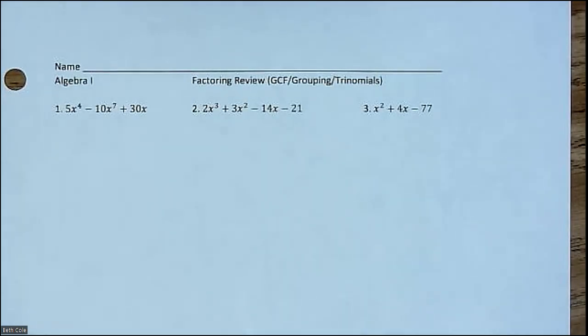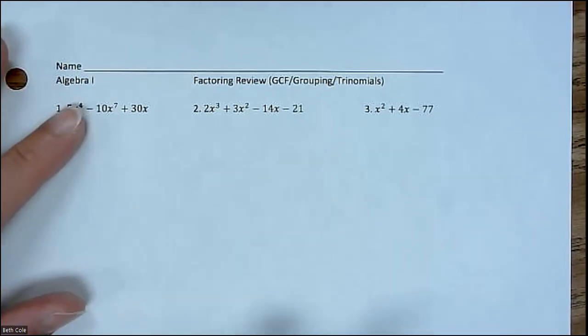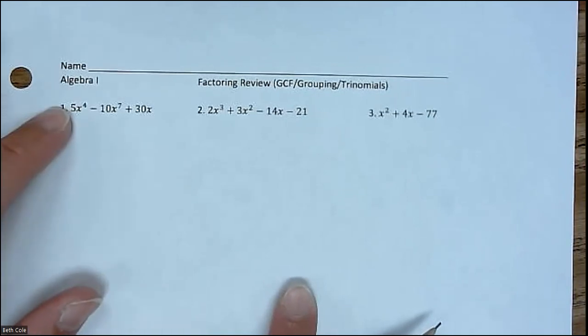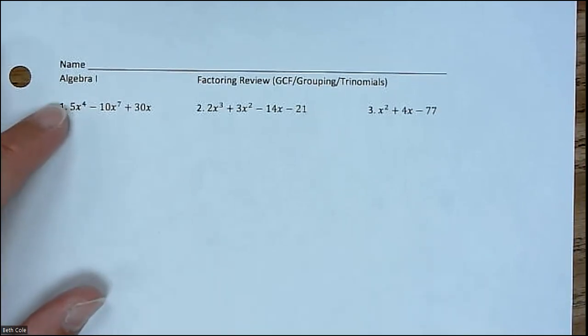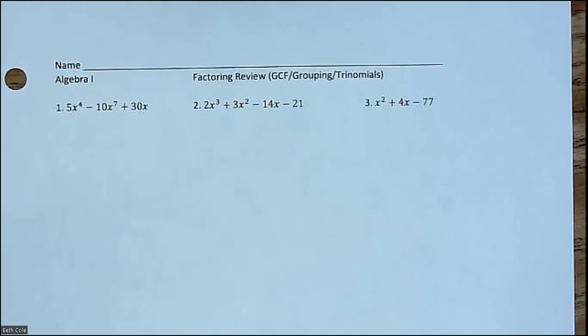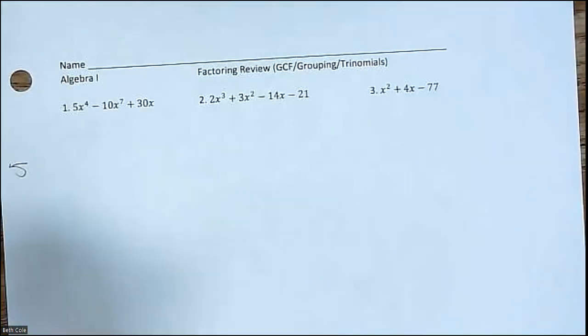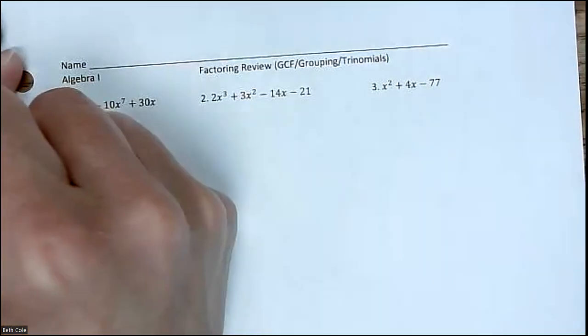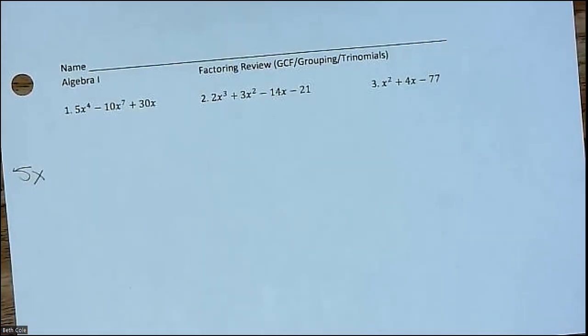Close that one. All right, so first one would be just a greatest common factor. Can you think of a number that you can divide out of 5, 10, and 30? Good, put 5. What else can you take? And can you shut the Chromebook on? X, good. So 5x is your greatest common factor.